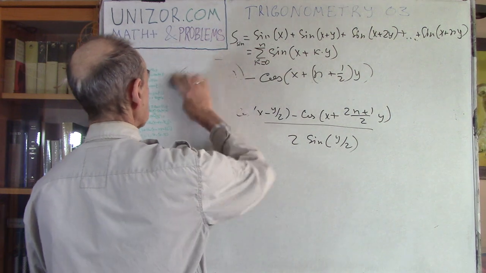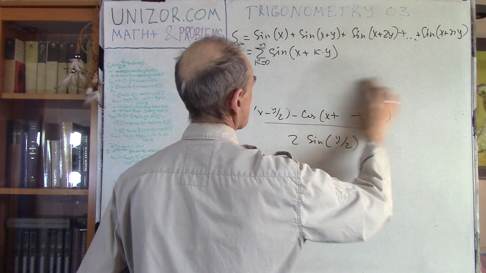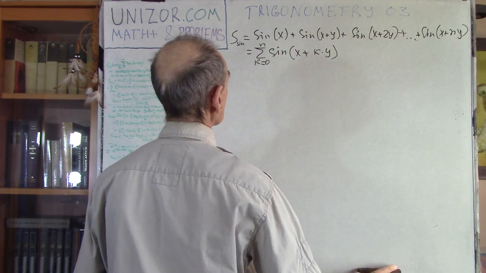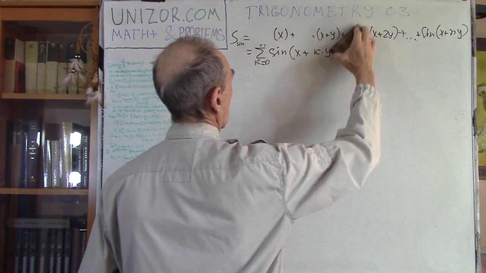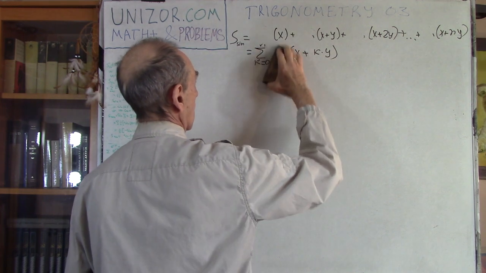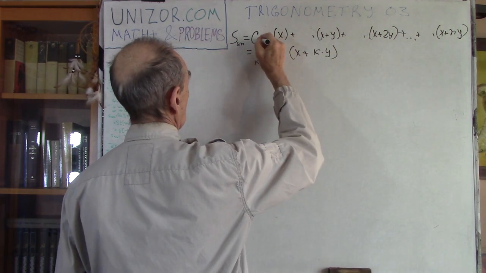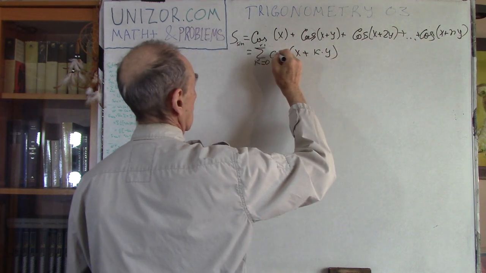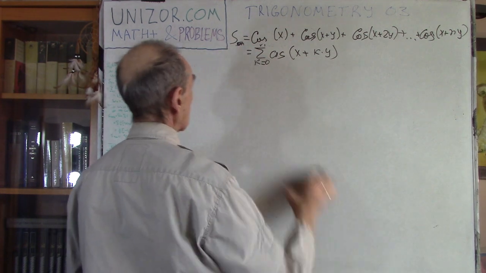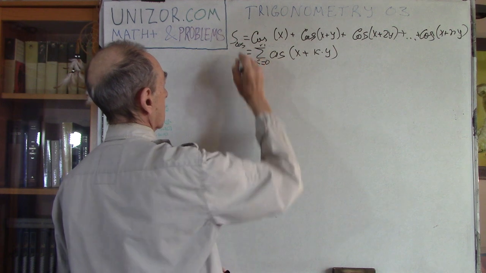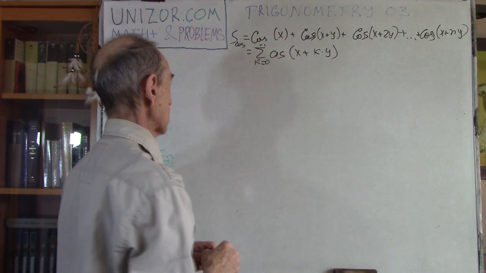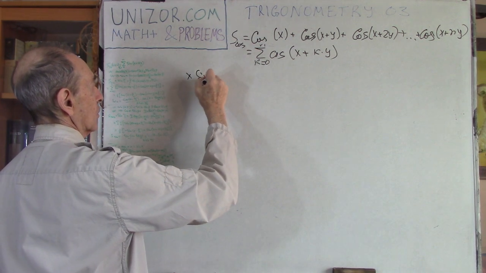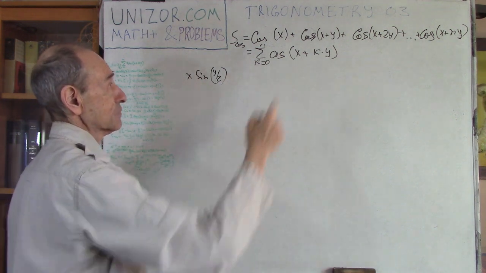Now, the second problem, which is very similar to this one, is with the cosines. I will use the same approach, just with slightly different formulas. So these will all be cosines. Cosine, and this will also be cosine. So what do we do to calculate this? Well, the artificial approach is exactly the same. You multiply by sine of y over 2. But now we have slightly different formulas.